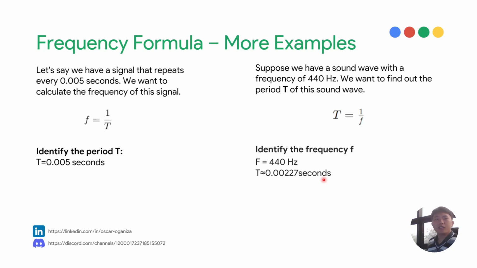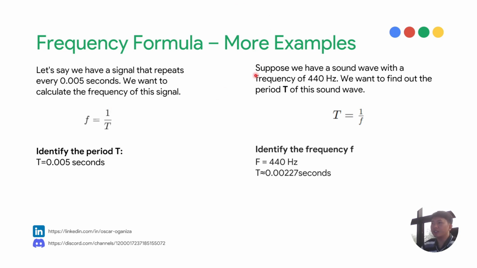Okay. So here are more examples about frequency. For example, we have a signal that repeats every 0.005 seconds. We want to calculate the frequency of this signal. So frequency is equal to 1 over time. We don't even have a calculator here, but let us compute. 1 divided by 0.005 equals 200 hertz.